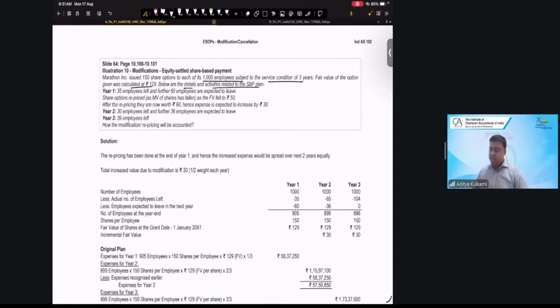Year 1, 35 employees left, further 60 expected to leave. Share options repriced as the fair value fell to rupees 50. After the repricing, they are now worth 80. Hence, expenses expected to increase by 30. Year 2, 30 employees left and further 36 employees are expected to leave. Year 3, 39 employees left. How will the modification, or repricing, be accounted?